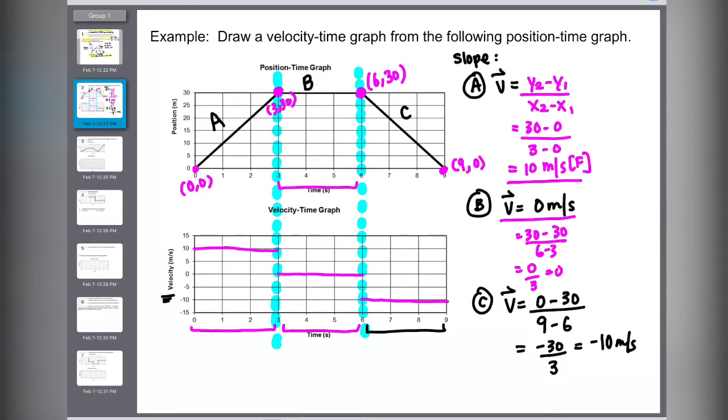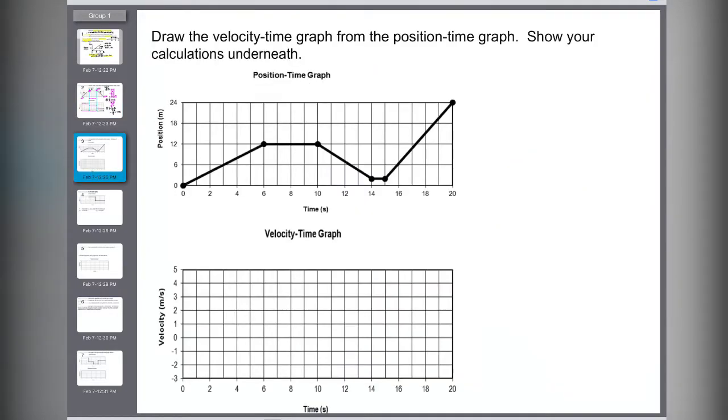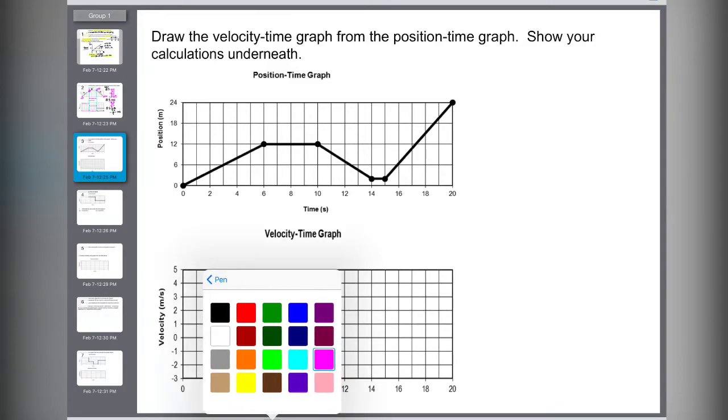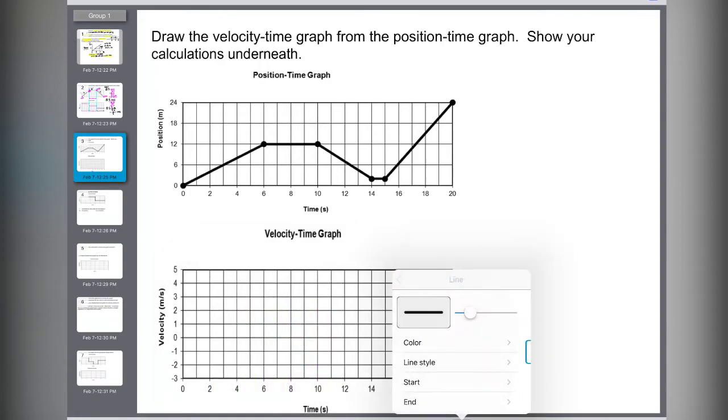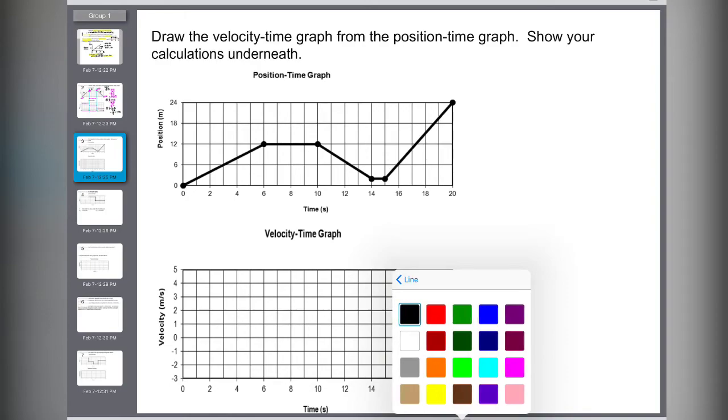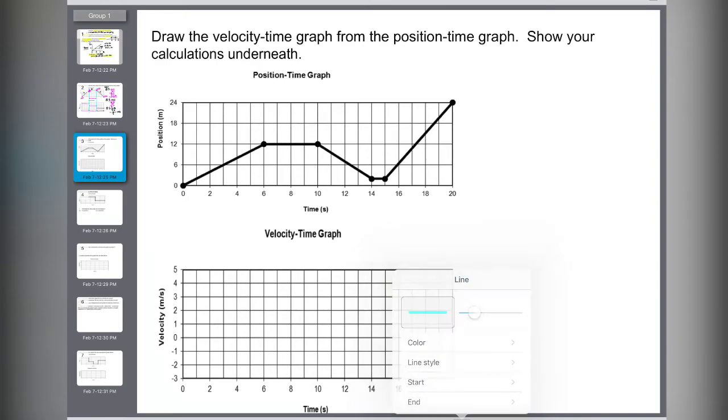Okay, I know the lines are disconnected because it has a sudden change in velocity, so we're going to leave it like that. Okay, do the same thing. Pause the video. Do your calculation of the slope. Okay, block it off. I'm going to use some dotted line.